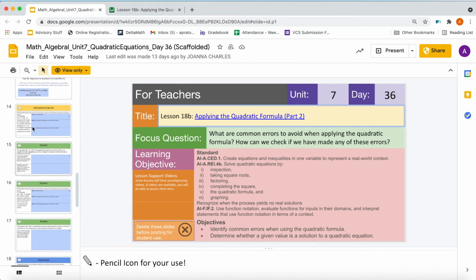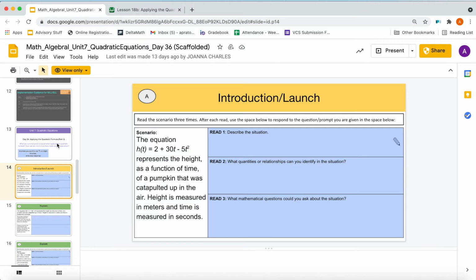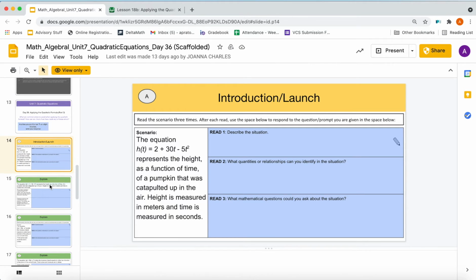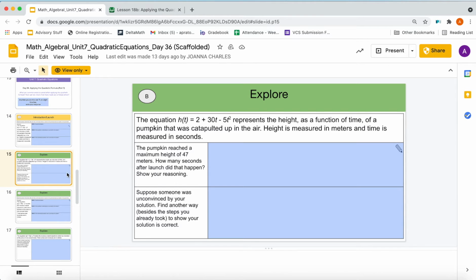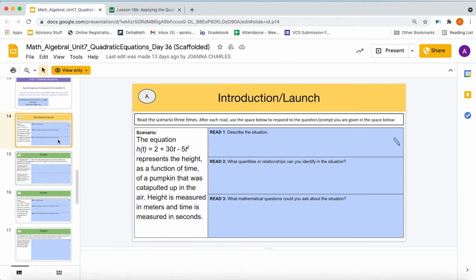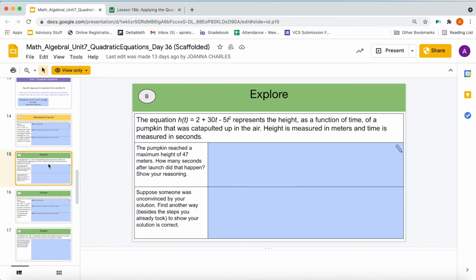So within this lesson, the main focus is giving students opportunities to describe how they can check work using the quadratic formula or using other methods as well. We're going to focus predominantly on the explore portion of this lesson, but I do want to point out that within this lesson, there are 2 opportunities for students to use the 3-read strategy to develop a deeper understanding of the scenario. In the first part, they're given a scenario, they're asked to use 3 reads, and then they're answering a question around that scenario using the quadratic formula and checking their work.